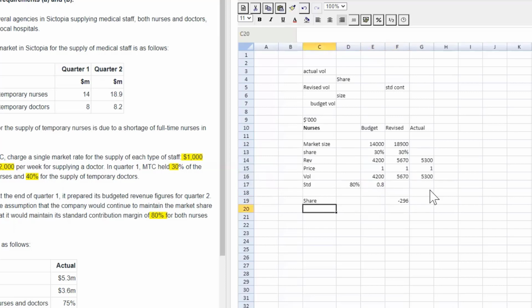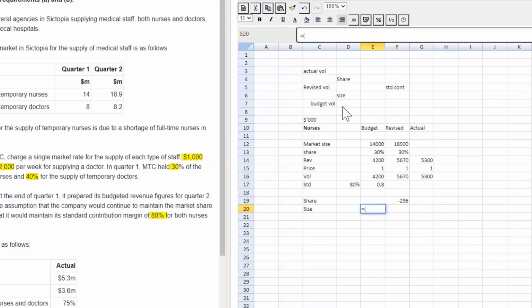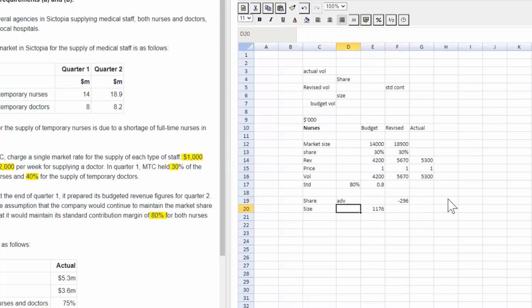And then the size variance is the difference between these two, the revised and the budget times by the standard. So the revised minus the original budget times by the standard is therefore the size variance. So I know that one is therefore adverse and that one is favourable. So I've done that for nurses.